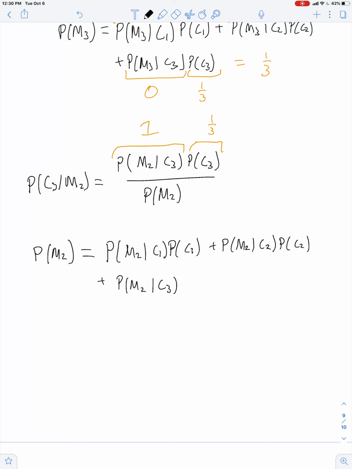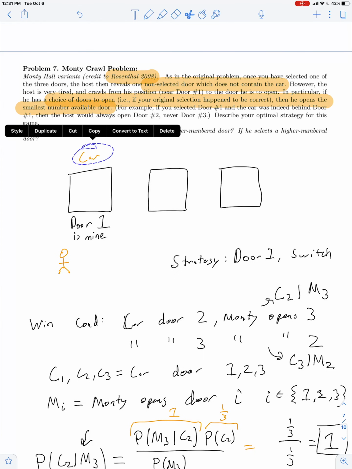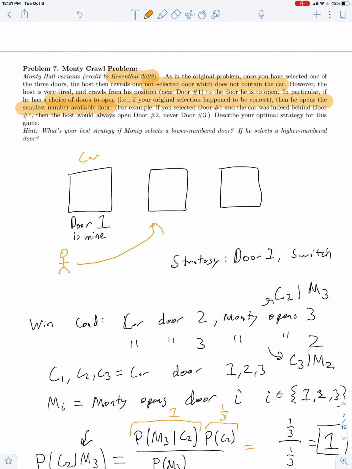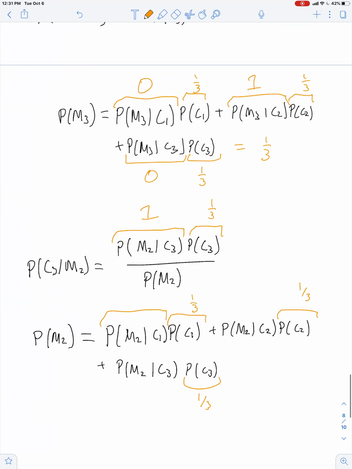Now we just have to think hard about what this is. So this is very clearly still all 1/3 unconditional probabilities of where the car is. Okay. What's the probability that Monty opens door 2 given that the car is in door 1? Back to our picture. Car is in door 1. Monty has a choice, but Monty crawls to door 2 and opens it up. So that probability is 1.